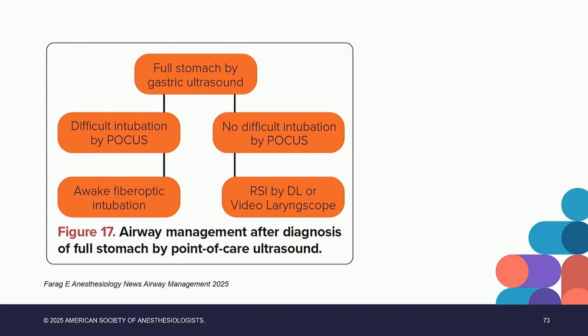I made that graph for you. If you have a full stomach by gastric ultrasound, and you look at the POCUS and find that the patient has a high risk of difficult intubation, use awake fiberoptic intubation, delay the surgery, or do whatever you would like in order to secure the upper airway safely. If you use the POCUS and you have a low probability of difficult intubation, you can go safely to rapid sequence induction, with either direct laryngoscopy or video laryngoscope, whichever technique you prefer.